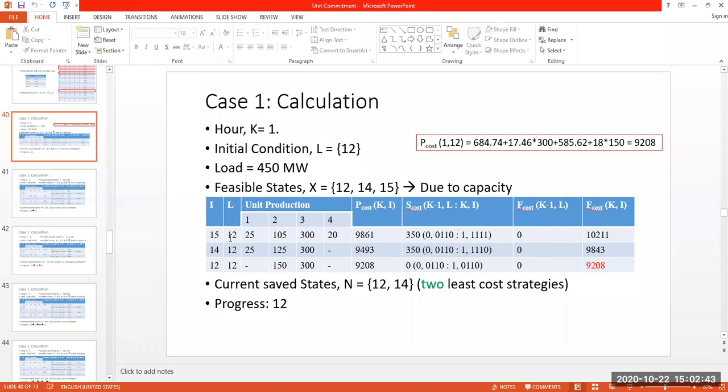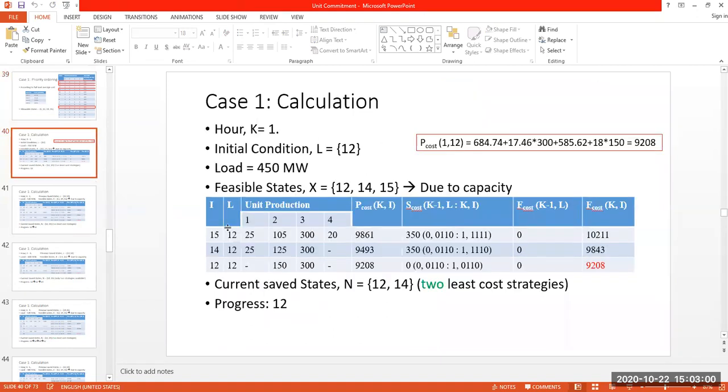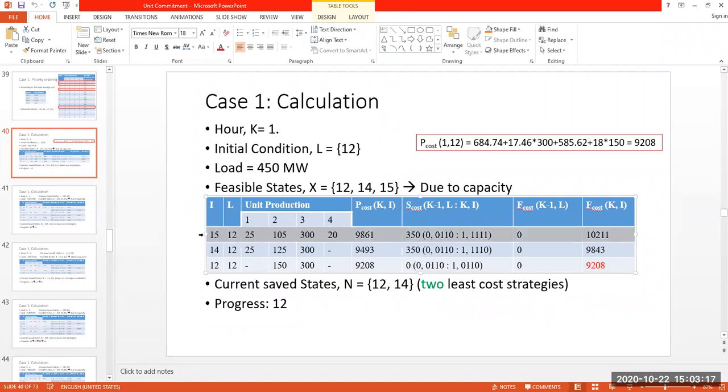The next decision is whether we go from 12 to 15. What is 15? Let's go to the capacity ordering table. 12 to 15 means all the units are on, all the units are running. So how do you decide among these? Can anyone explain this now? Demand is the same, 450 megawatt. So how do you fill up these 4 entries for the first row?